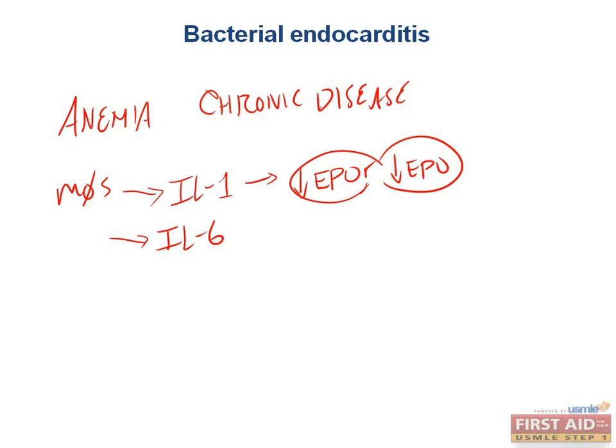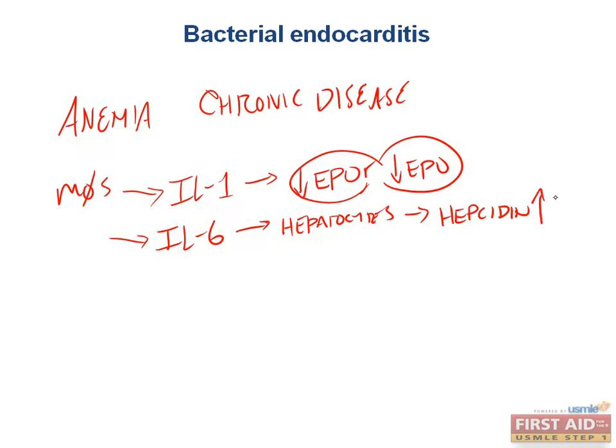So IL-6, what does that do? It tells hepatocytes to start making stuff. What do you think it tells the hepatocyte to make? It tells it to make hepcidin. Hepcidin is an incredibly important molecule. It's basically the reason why people have anemia of chronic disease.